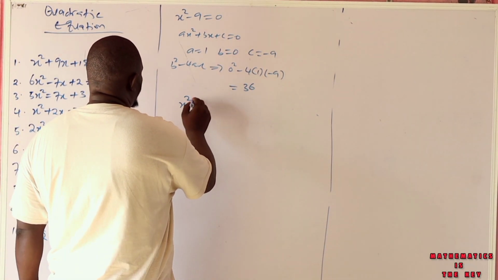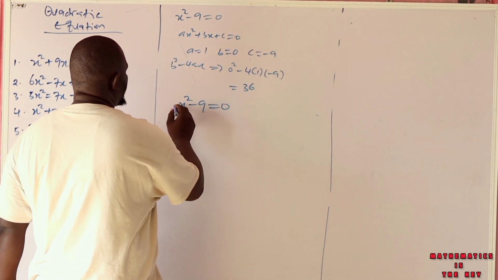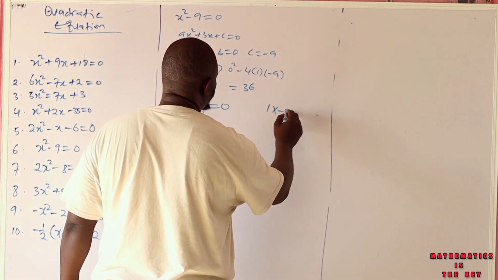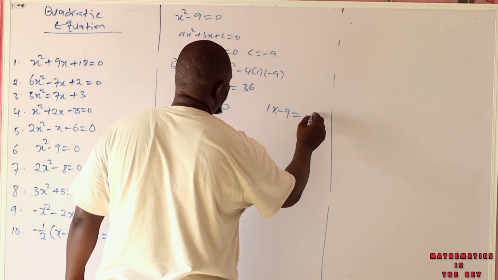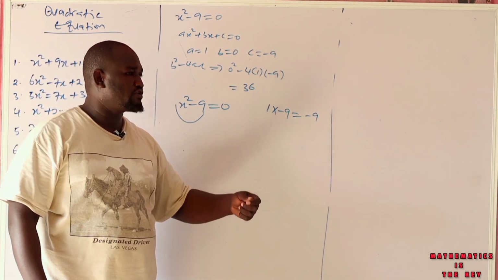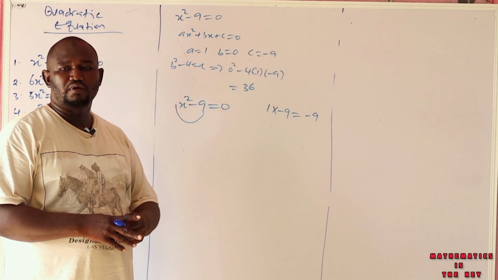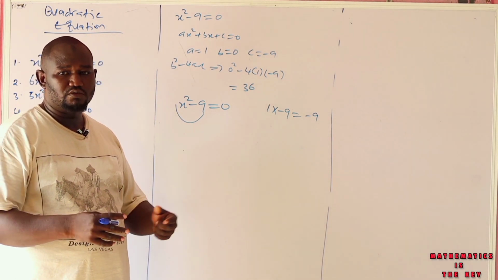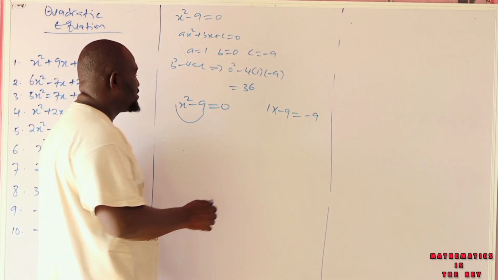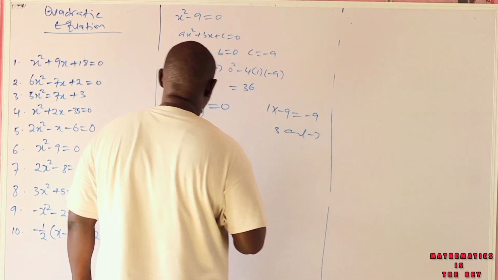So we have x squared minus 9 is equal to 0. We multiply the coefficient of x squared, which is 1, and the constant, which is minus 9, to give us minus 9. So we think of two numbers to multiply to give us minus 9 and to add them to give us 0. These numbers are going to be the same in magnitude, but one is negative and the other one is positive. These numbers are what? Plus 3 and negative 3.